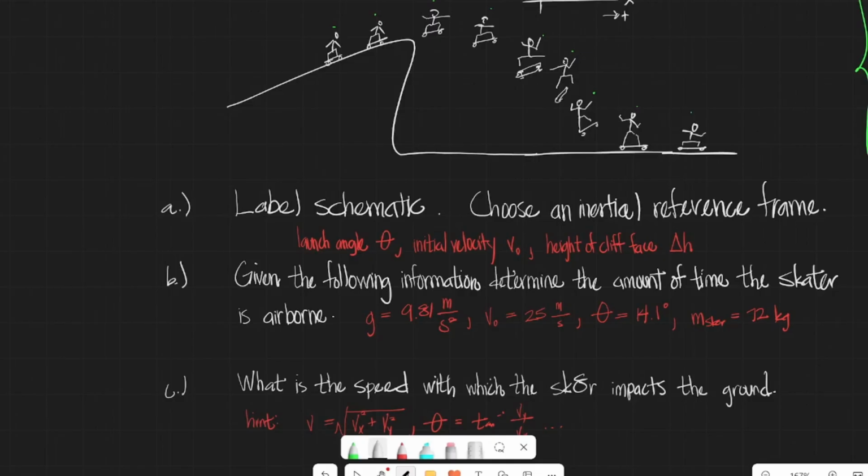And we're given values for the gravitational acceleration. This should be negative since we determined that up is positive, and we know that gravity acts in the downward direction, so that value will be negative. We're given an initial velocity of the skater as well.